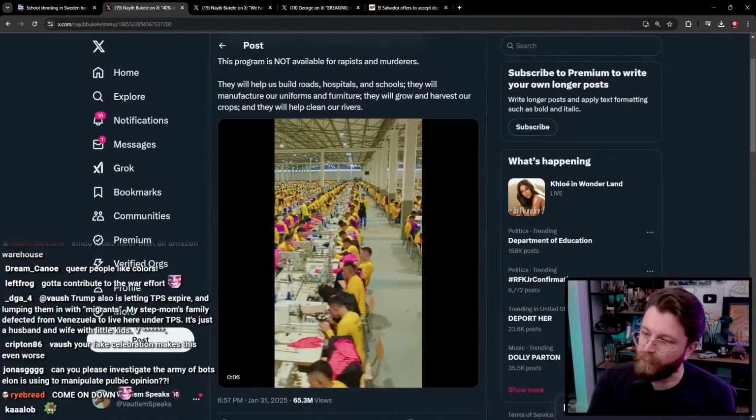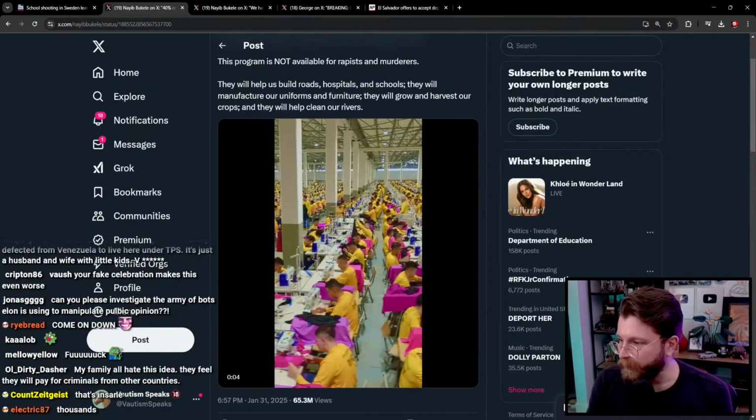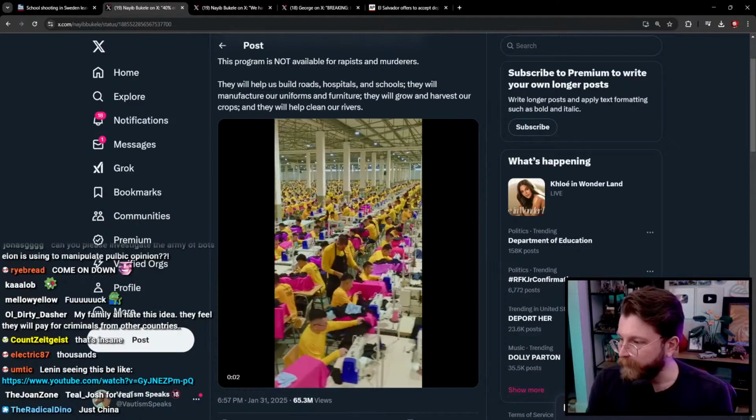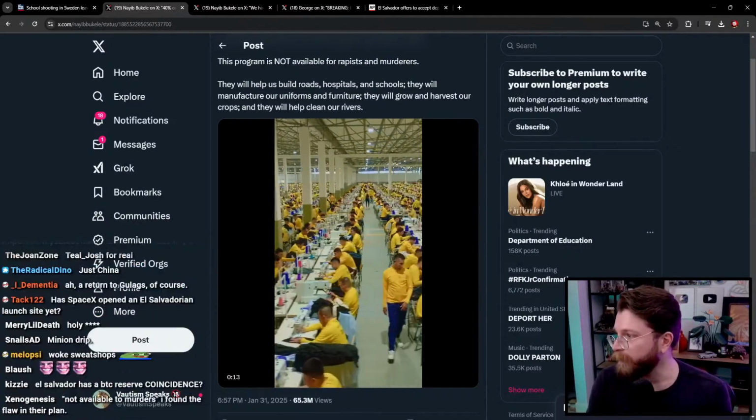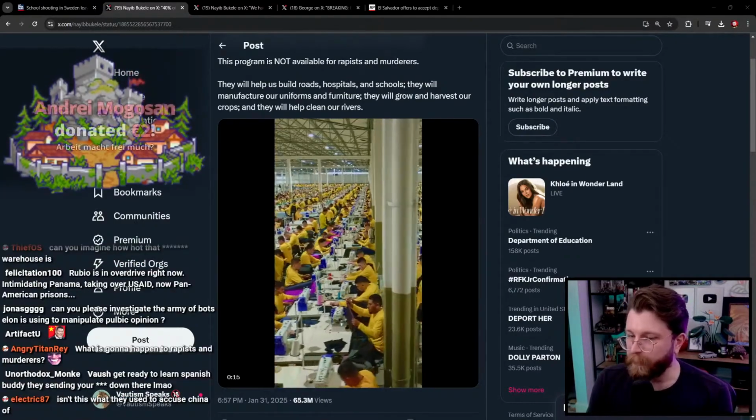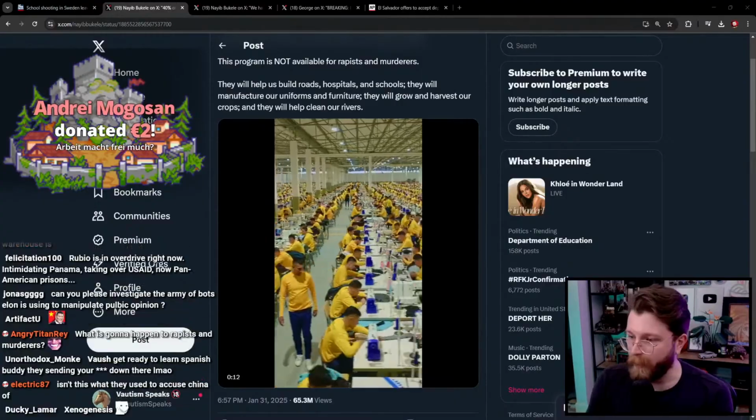Pretty good. Trump's also letting TPS expire and lumping them with migrants. My stepmom's family defected from Venezuela to live here under TPS. It's just a husband and wife with little kids. Really. Yep. Hope they don't get sent here. What's going to happen to rapes and murders? Put in general pop, I imagine. Yeah, it's pretty bad. It's pretty bad.